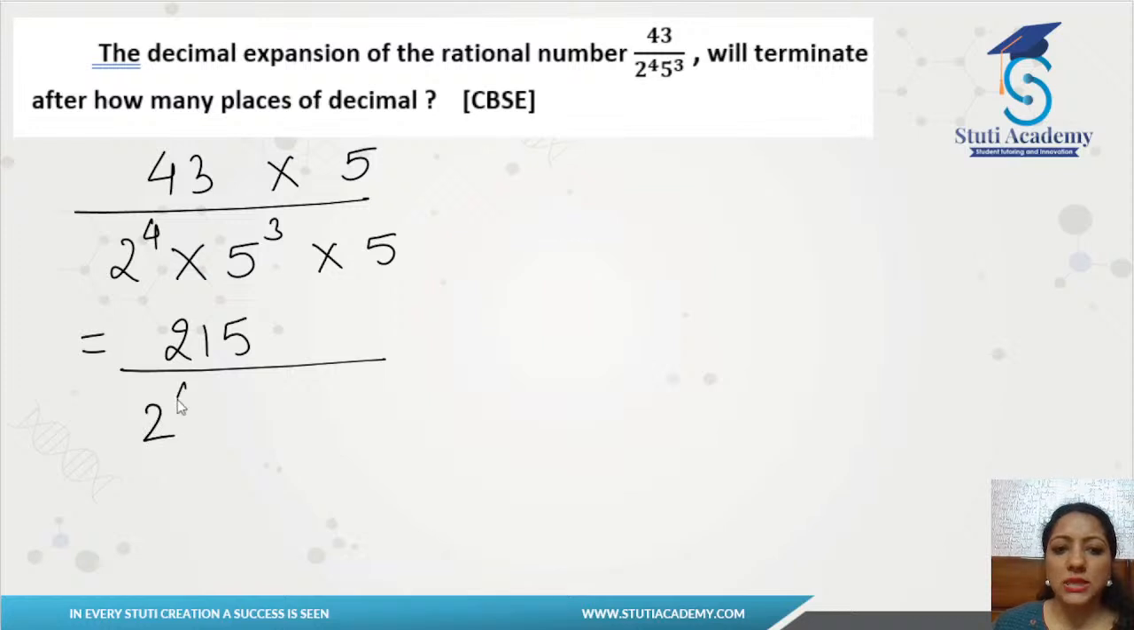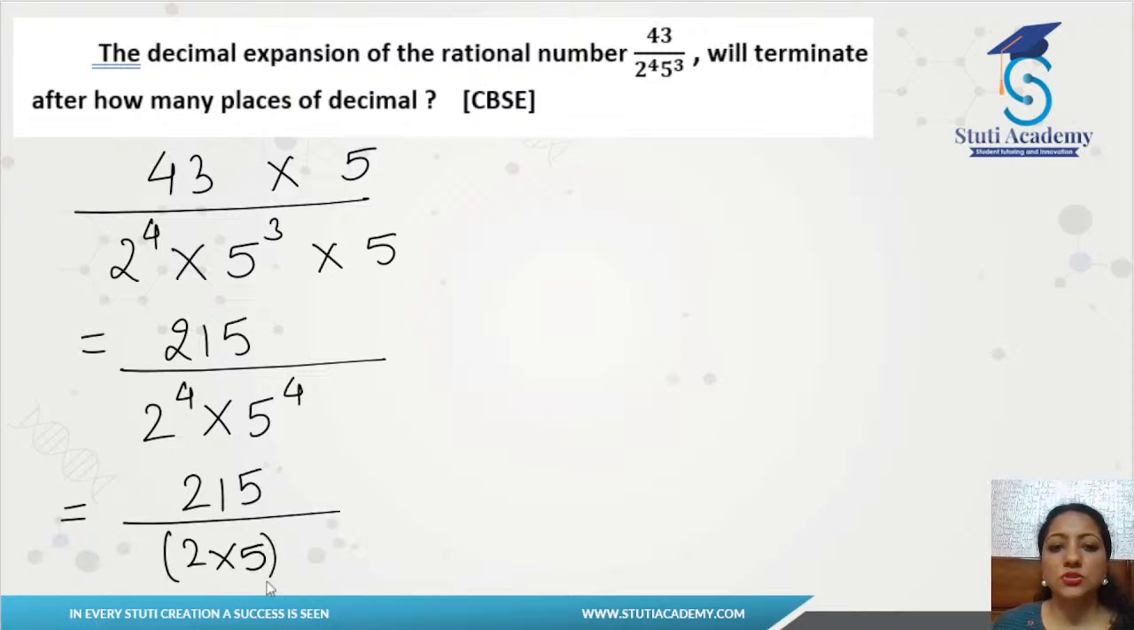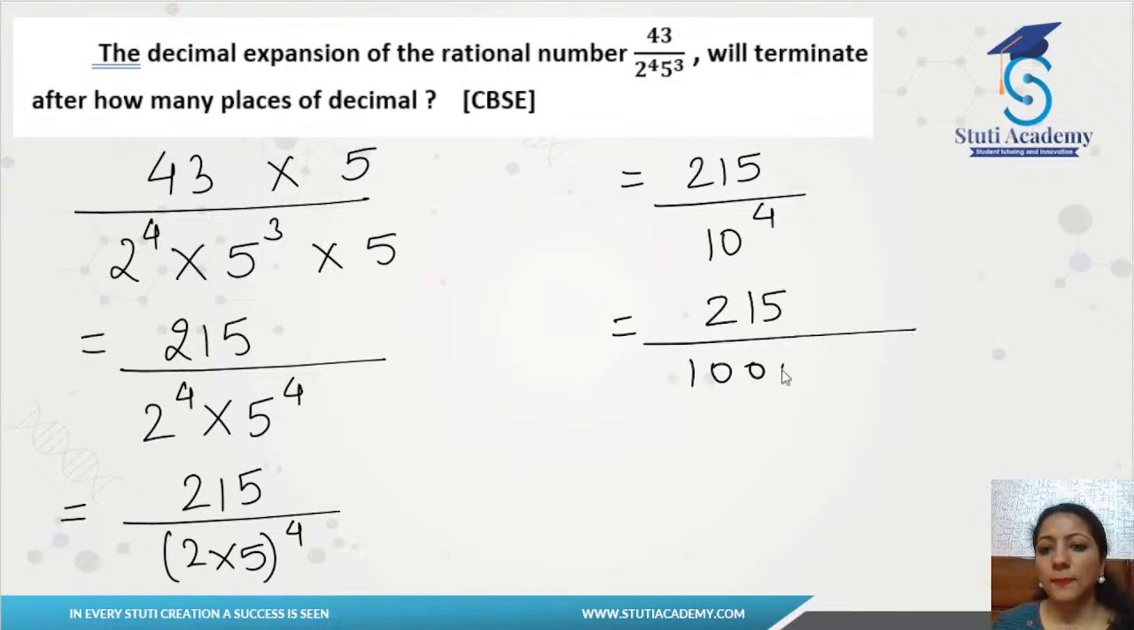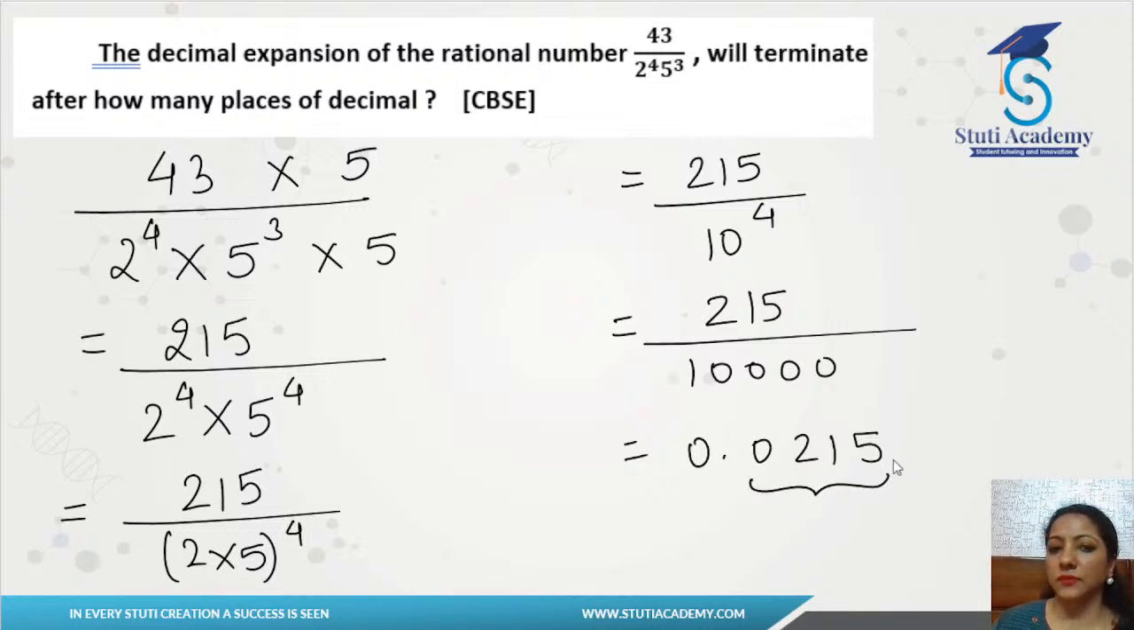And the denominator will give us 2 raised to 4 into 5 raised to 4. So this can be written as 215 upon 2 into 5 raised to the power 4, which is actually 215 upon 10 raised to the power 4. So we have 215 upon 10,000. If I write this in decimal, I'm going to get 0.0215. So the decimal expansion of this rational number will terminate after 4 places of decimal.